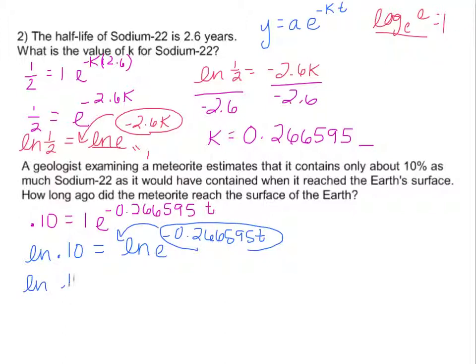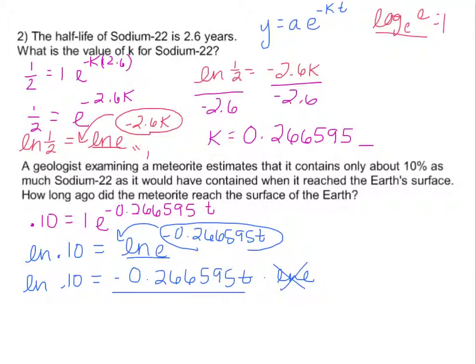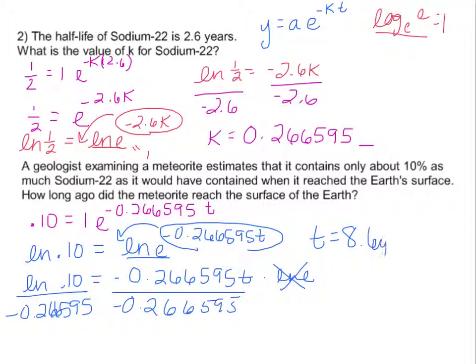So the natural log of 0.10 is equal to negative 0.266595t times the natural log of e, which we know is 1. So we don't need to write that there anymore. To get t alone, we'll divide by the negative 0.266595. And when we take the natural log of 0.10 divided by our negative 0.266595, we get a time of 8.6 years. So that would be our solution.